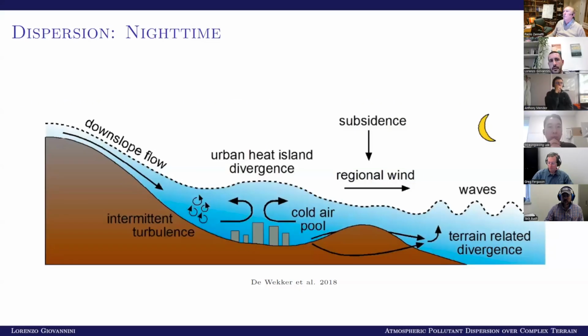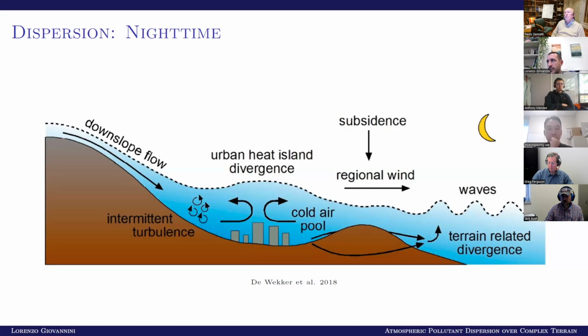Let's say at dispersion over a complex terrain, we have to consider that the fate of these emissions will be affected by a lot of atmospheric processes working at different spatial scales. And in particular, we'll see differences between nighttime and daytime. And most of these processes are connected to the interaction between the atmosphere and the orography.